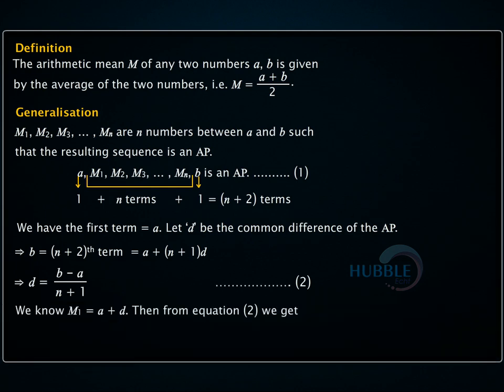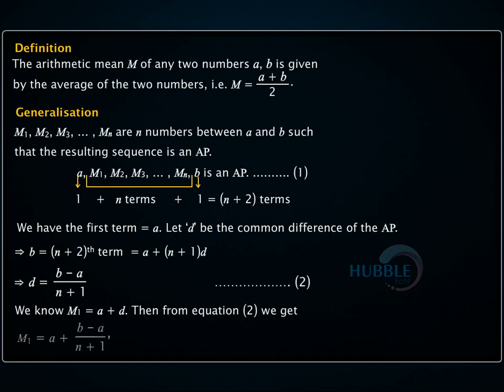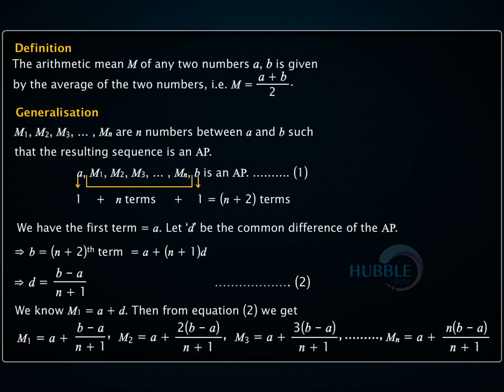We know that M1 is equal to A plus D. From equation 2, we get the value of M1 with respect to A, B and n. The values of M2, M3 and so on up to Mn are obtained similarly as shown. These are the required numbers between A and B such that the sequence is in AP. Note that using this formula, we can find any of the numbers M1, M2, M3, etc. between the numbers A and B without generating an entire sequence.